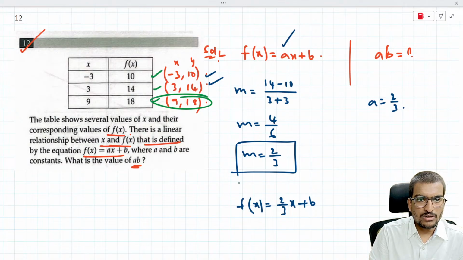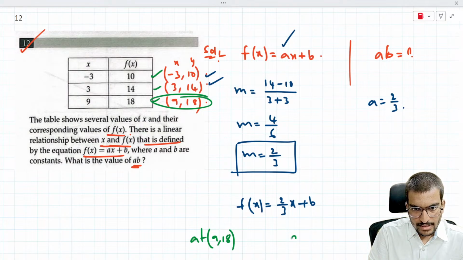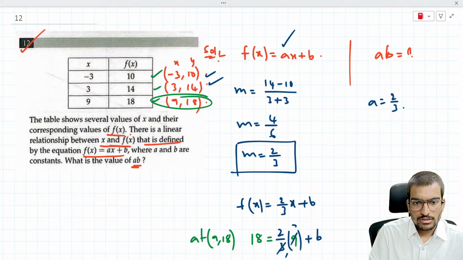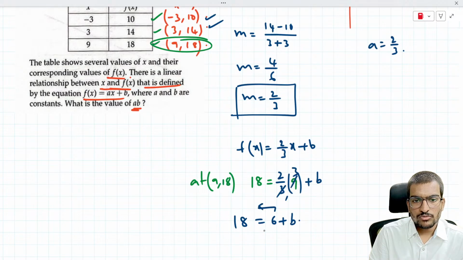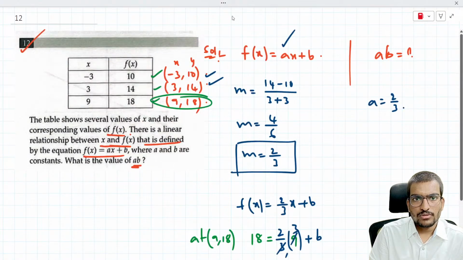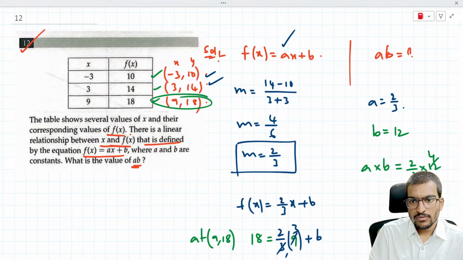Take any one, let's say 9, 18. If you take x equals 9 and f of x equals 18, you will get the value of b. That's how we get the value of b. So 3 ones, 3 threes, that's 2 3s, 6. 18 equals 6 plus b, and if you move this to the LHS, it's negative 6, and b value is 12. So you have a and b values now. a times b equals 2/3 times 12. 3 ones, 3 fours, that's 8. ab equals 8.